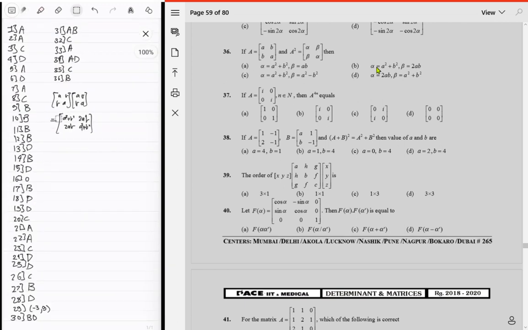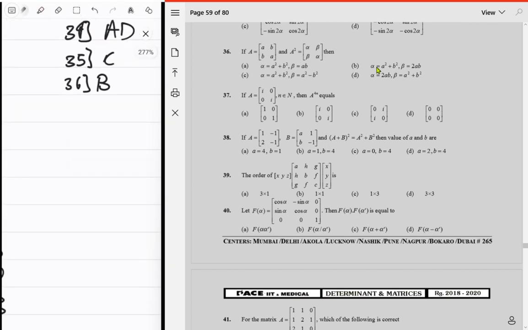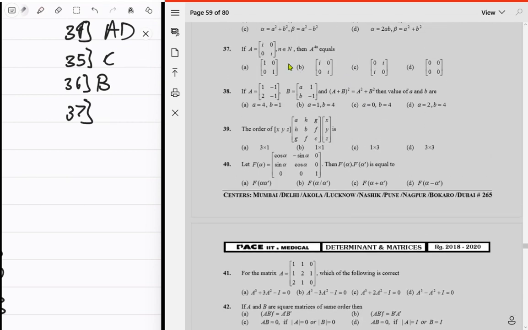37. 37 is if A equal to this, then A power 4n equals, of course, it's like iota times the identity matrix, so A power 4n is just iota power 4n times the identity matrix power 4n, which is just the identity matrix itself, so that is just A. Next question, 38. And by A I mean the option A, not capital A.